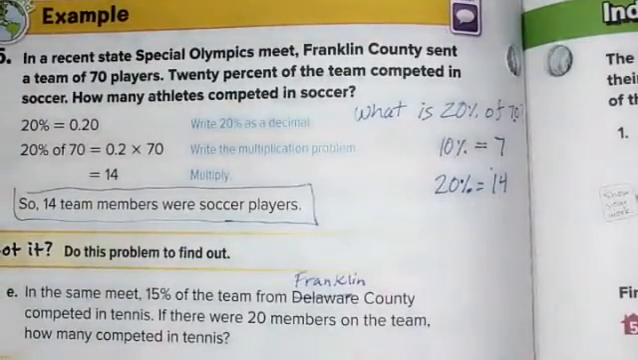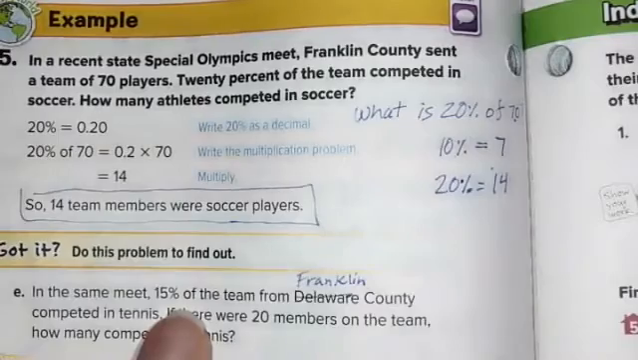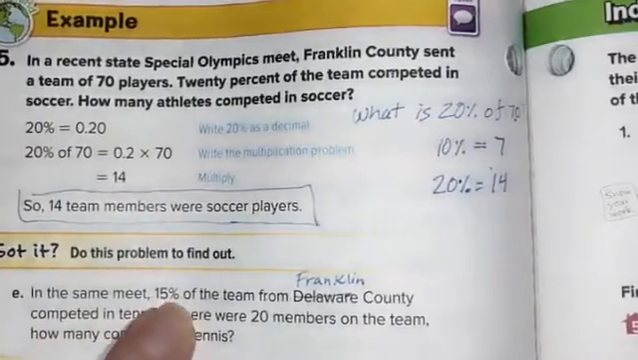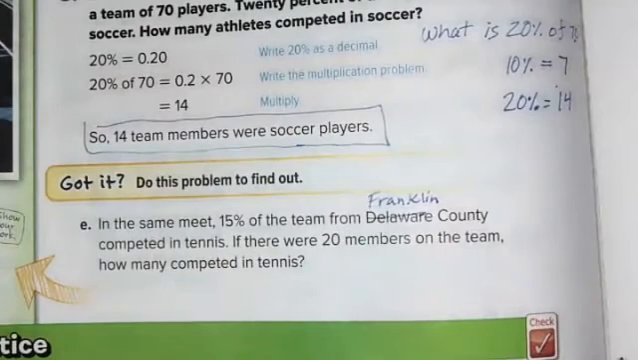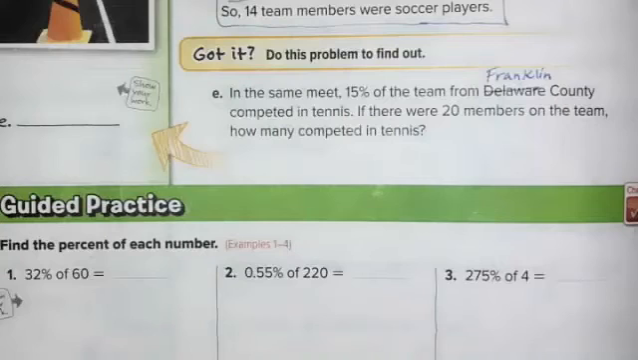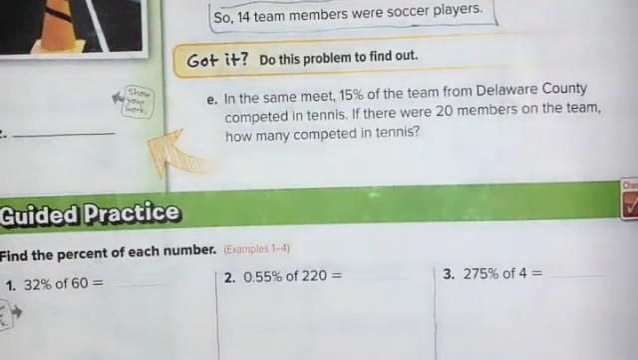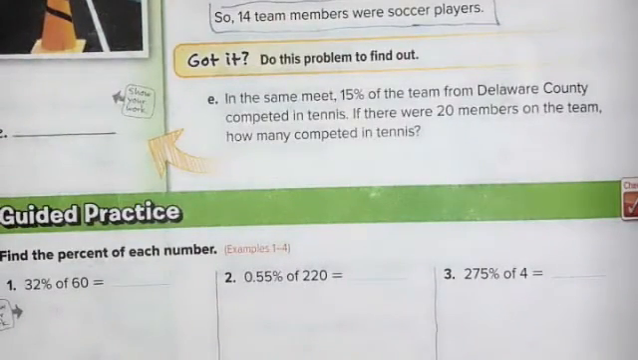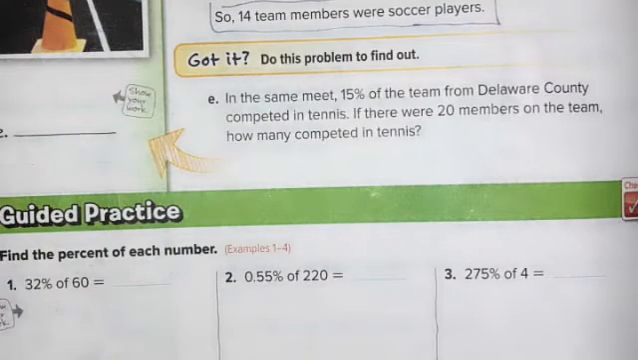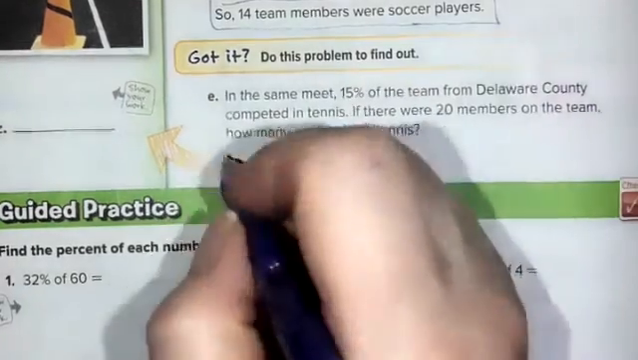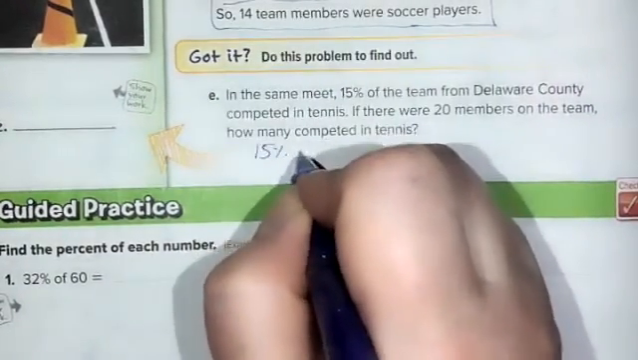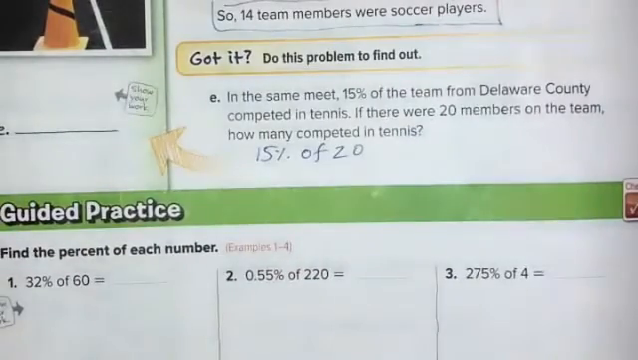Okay, so 15% of the team competed in tennis. Okay. So that's actually not a typo, it's just a different set of numbers here, different data. So in the same meet, 15% of the team from Delaware County competed in tennis. If there were 20 members on the team total, how many competed in tennis? So this is what is 15% of 20, okay?